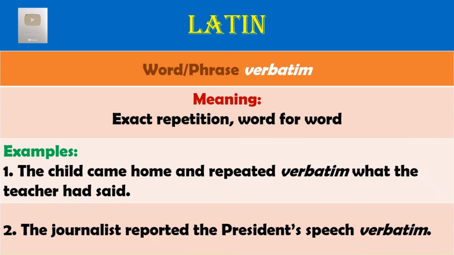Look at the two examples we have here. The child came home and repeated verbatim what the teacher had said. So the teacher had given some instruction. Exactly in the same tone, using the same words and same expressions in the right order, the child explained. Then you have the journalist reported the president's speech verbatim. That is, the president spoke and what the journalist gave as a report was exactly what the president said, verbatim.